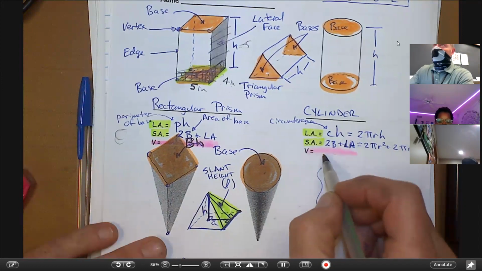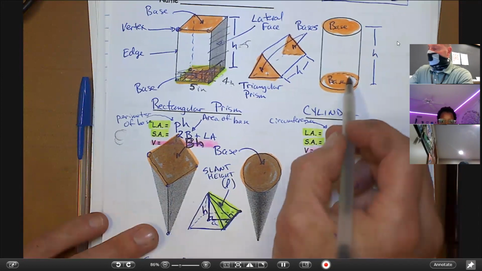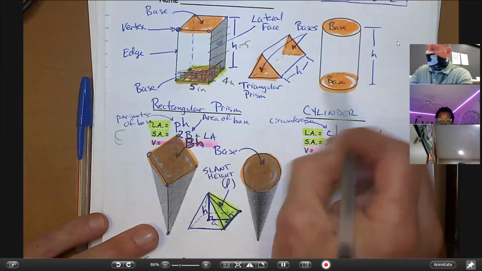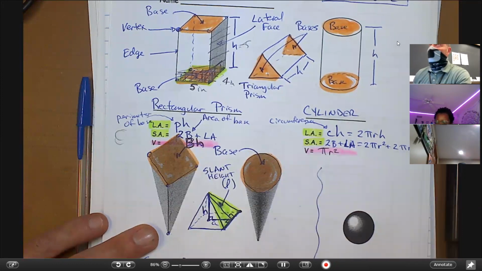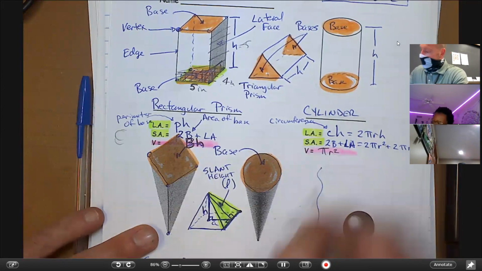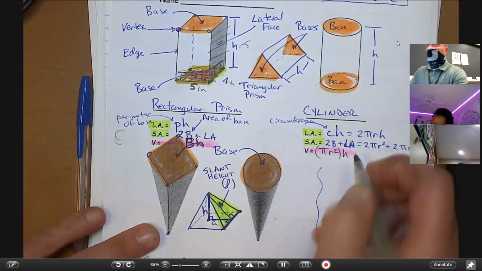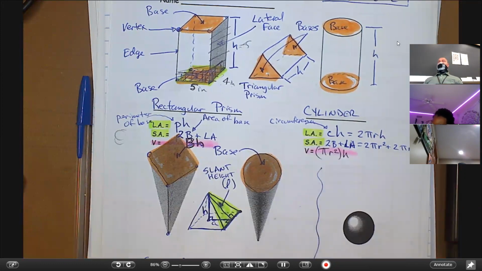For the volume then of a cylinder, it's the same idea. I need to find the area of the base, but if you wanted to write it in terms of a circle, that's pi r squared. And then we multiply that times the height. So it's still the same formula, the area of the base times the height.